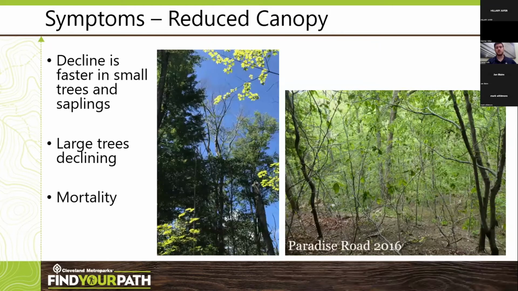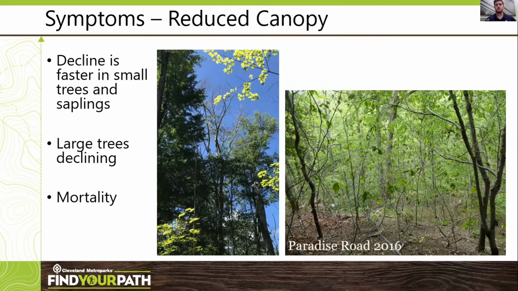And what that ultimately turns into is lower canopy levels. So we've got reduced canopy in our sapling and shrub layer on the bottom right. That stand is heavily impacted by beech leaf disease, and you can see there are lots of stems, but very few leaves that are on those stems. And that decline is much faster in that shrub or small sapling layer, but it can affect our large mature trees as well. And so on the left, you see one that is on its way out.